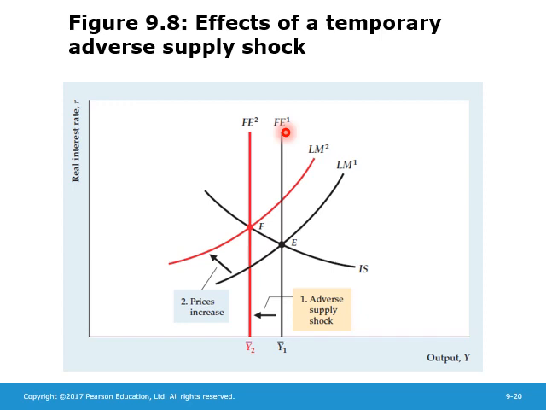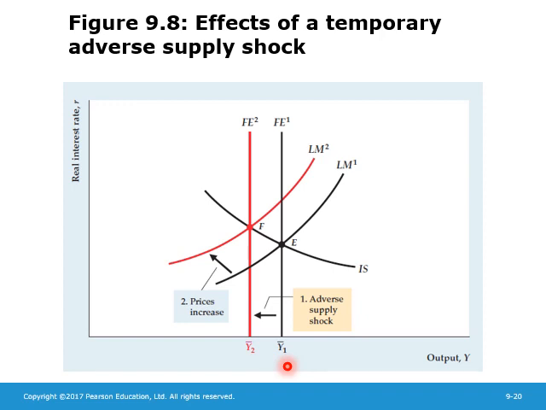If you see 1, this means the original curves. So FE1, LM1, and IS are the original curves. The general equilibrium was at point E, and Y bar was Y bar 1. Now an adverse supply shock happens, such as an increase in the price of oil, for example. What will be the effect of this on the curves?